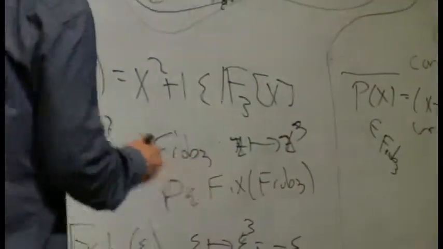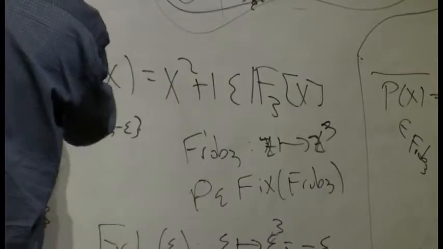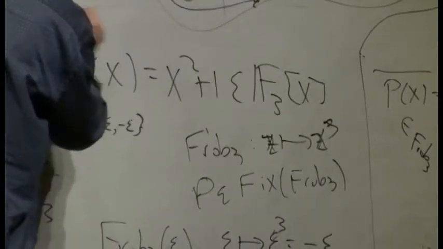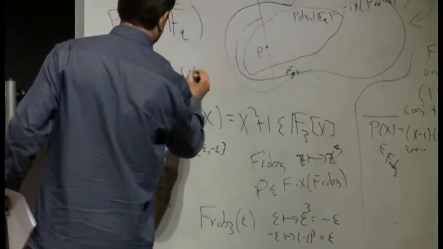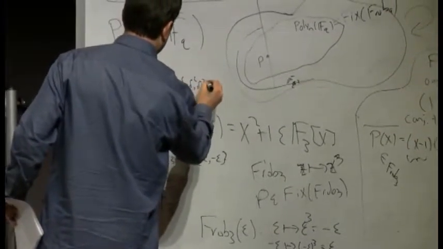And the picture is that you have that epsilon and minus epsilon are still roots. But now you have a delta in F3 cubed. You have an irreducible of degree 3. It's got delta and delta squared and delta cubed as the roots, right?